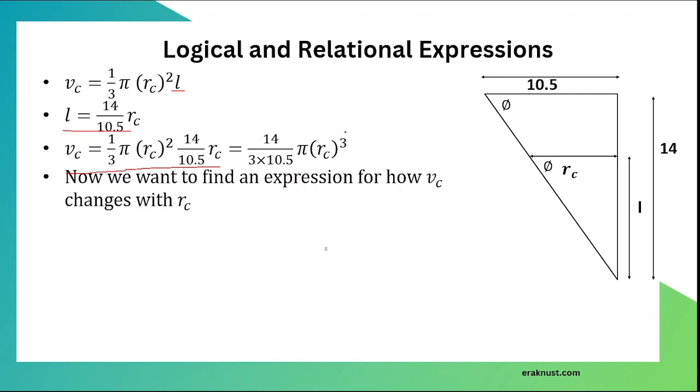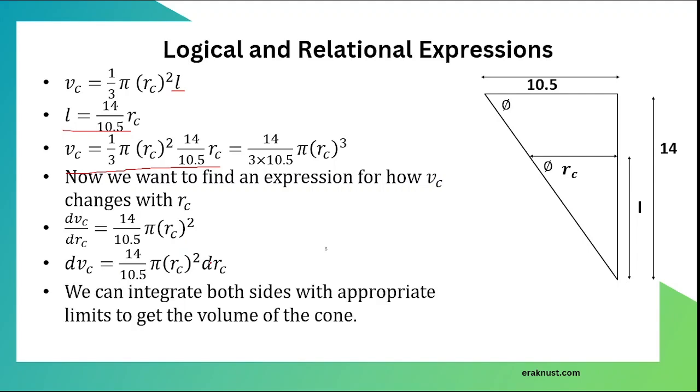Okay, so I want to find an expression for how VC, that's the volume of the cone, is going to change with the radius of the cone. So if we differentiate, the dVC over dRC is going to be equal to 14 over 10.5 times pi RC squared. Then I can just say that dVC is equal to 14 over 10.5 pi RC squared dRC, and I can integrate both sides with appropriate limits so that I can get the volume of the cone.